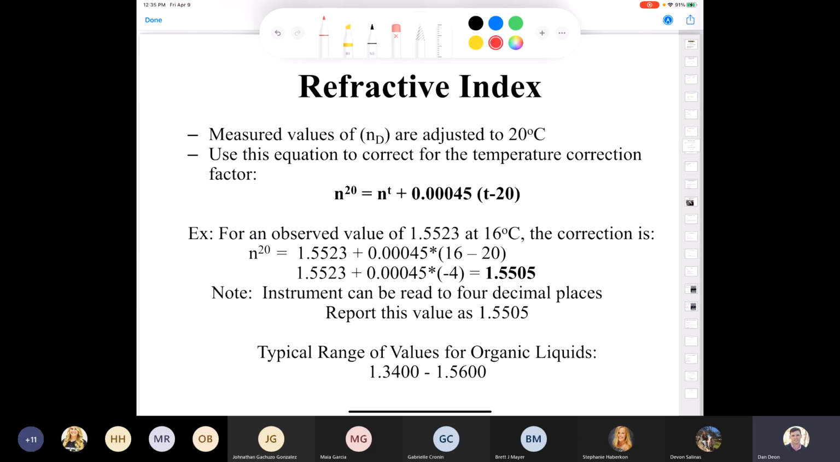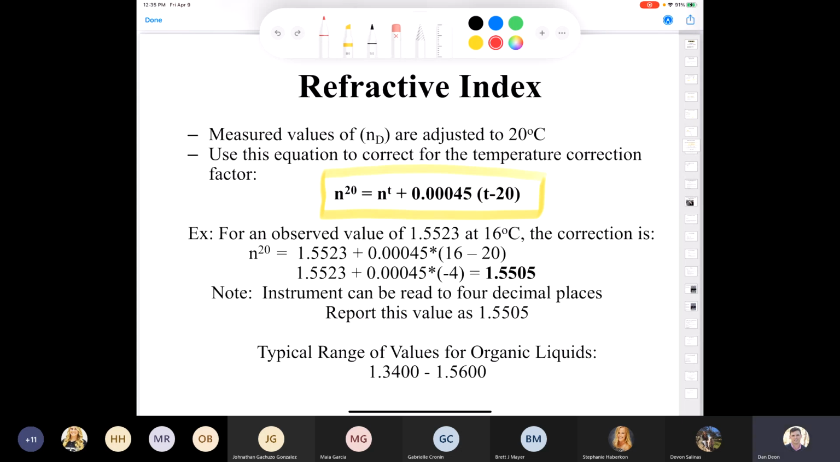Now, if you're not going to be recording your refractive index at exactly 20 degrees Celsius, you need to make a correction for that. How would you do it? You're going to use this beautiful equation here, which you're going to be able to bring in with you, of course, to the lab. So the corrected refractive index at 20 degrees is equal to the refractive index that you measured at your temperature. So this is simply the refractive index that you read off the refractometer plus 0.00045 multiplied by the temperature in the room, subtract 20 degrees.